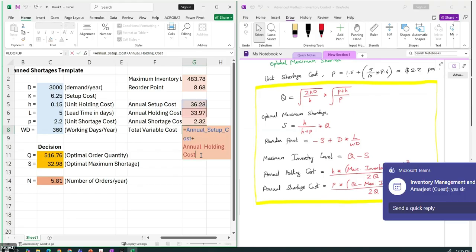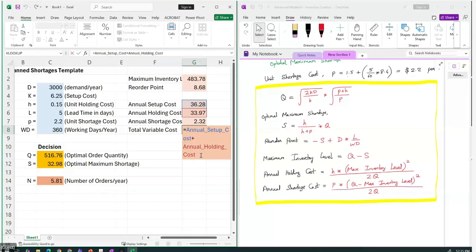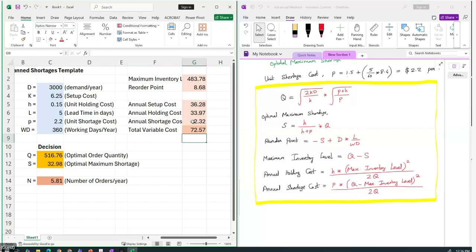Is there anything else that I have to add here for the total variable cost? As of now, it says annual setup cost plus annual holding cost. I have to also add the shortage cost, which we just computed. This will be your total variable cost.